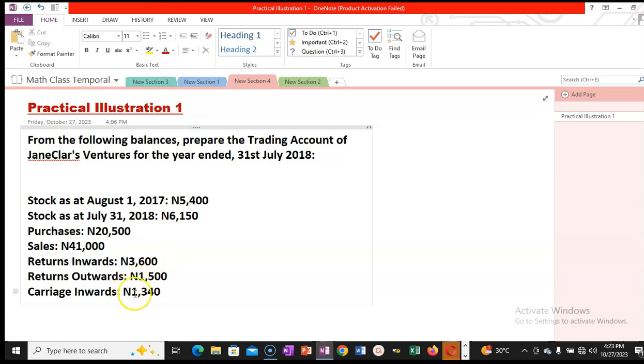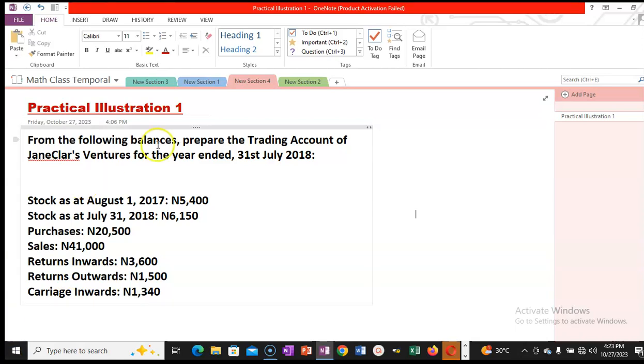Now, coming to carriage inwards. What does it mean? It means the amount we spend after making a purchase, the amount we spent in bringing those purchased goods to our business premises. That's why if you go to markets and you are wondering, Mama, why is this so costly? The woman says, no, my dear daughter, you know, I spent so much money on transport. So even the village woman knows that part of my purchase is my transport cost. And that transport cost of bringing purchased goods is what in accounting we call carriage inwards. So when you are doing this, you are going to bring all of this together. So those are the balances.